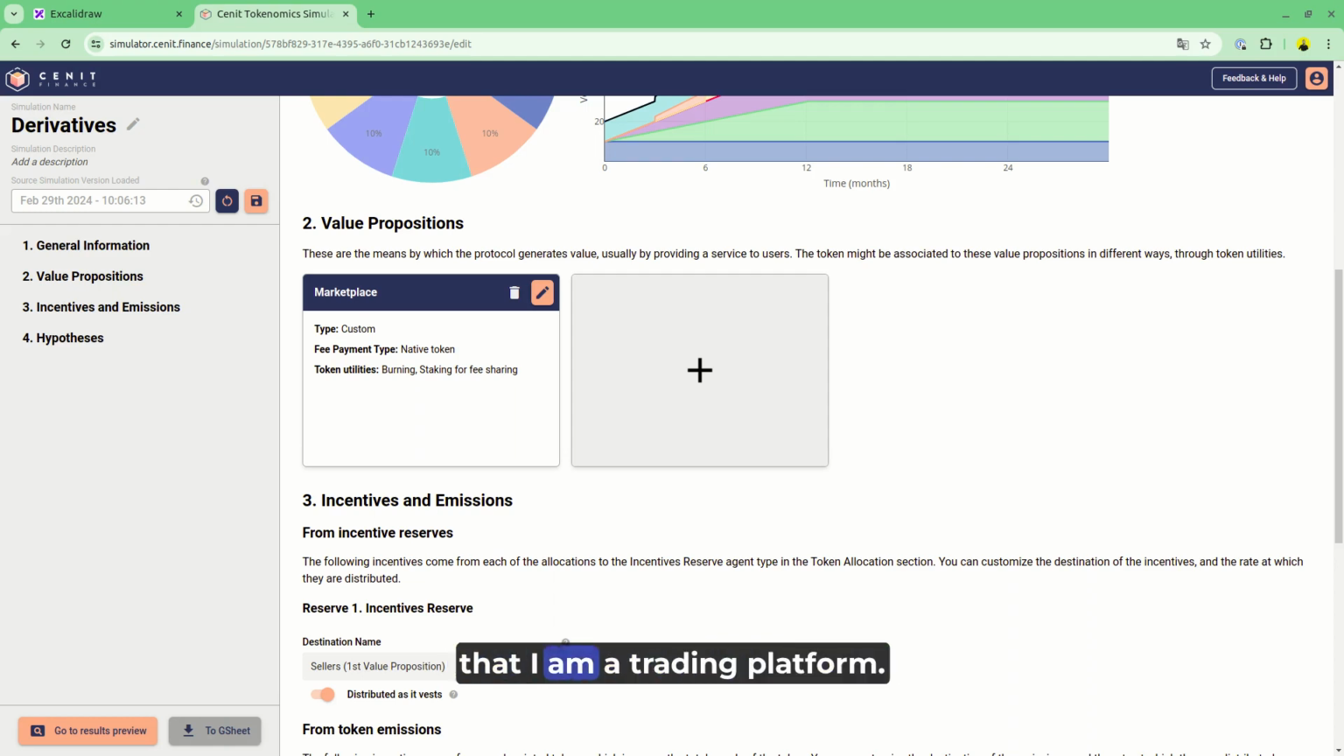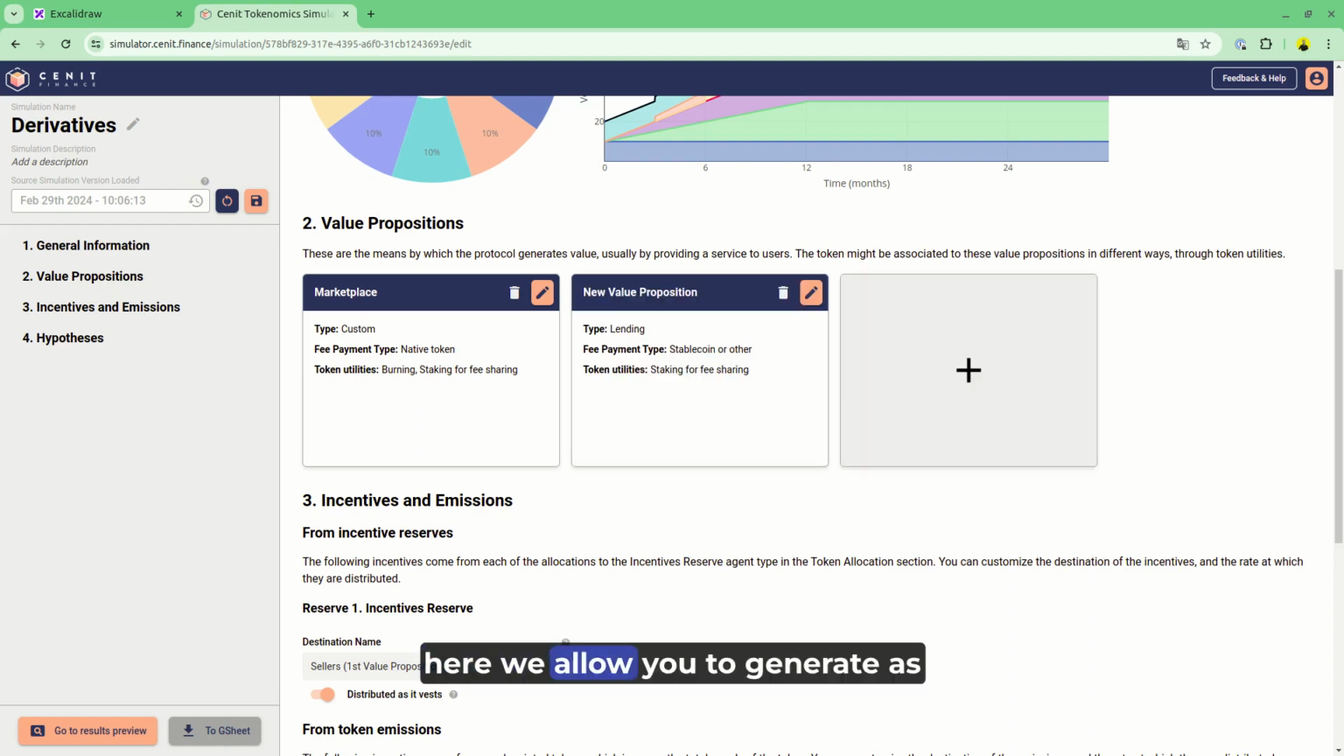Imagine, for example, that I am a trading platform. I could have a DEX as a value proposition, or I could have derivatives as a value proposition, or I could have both. Here, we allow you to generate as many value propositions as you need.